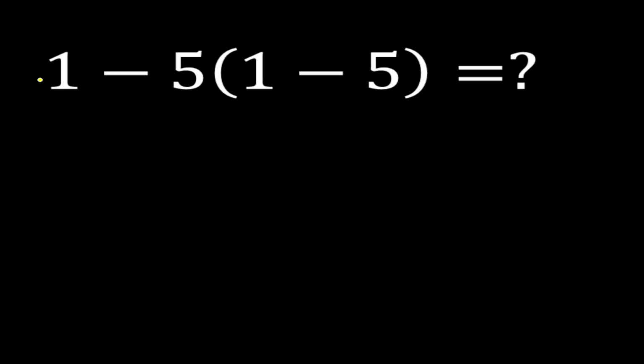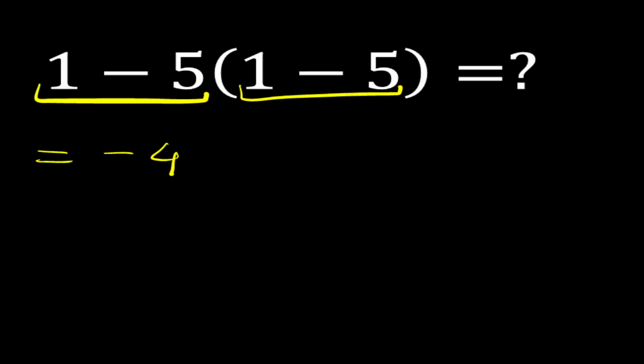So 1 minus 5 is equal to minus 4. Then 1 minus 5 is equal to minus 4 again. Now minus 4 multiply minus 4 is equal to 16. But this answer is not correct.